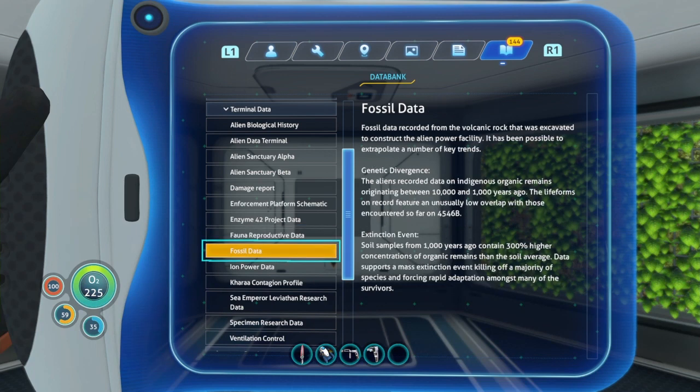So yeah. Fossil data. This one, if I'm not mistaken, you collect by just either scanning any of the fossil remains, or you just come to the Lost River, which then gives you this data. Oh wait, no, this is all terminal data. Okay, let me check. Okay, I take back everything I said. So apparently, you actually collect this data from the alien thermal plant. So yeah, that's quite a trip.